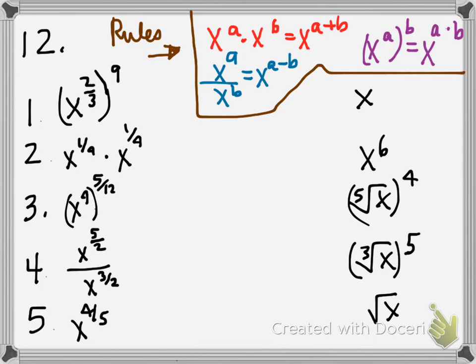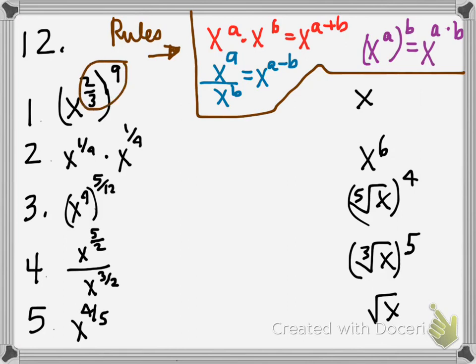In blue, I have the division rule that says if they have the same base x, and you're dividing, then you subtract the exponents. And then in purple, the power rule, if you have x raised to some power a, and that's raised to another power b, then you multiply the exponents. So for number 1, we're going to be using the rule in purple, where we multiply the exponents.